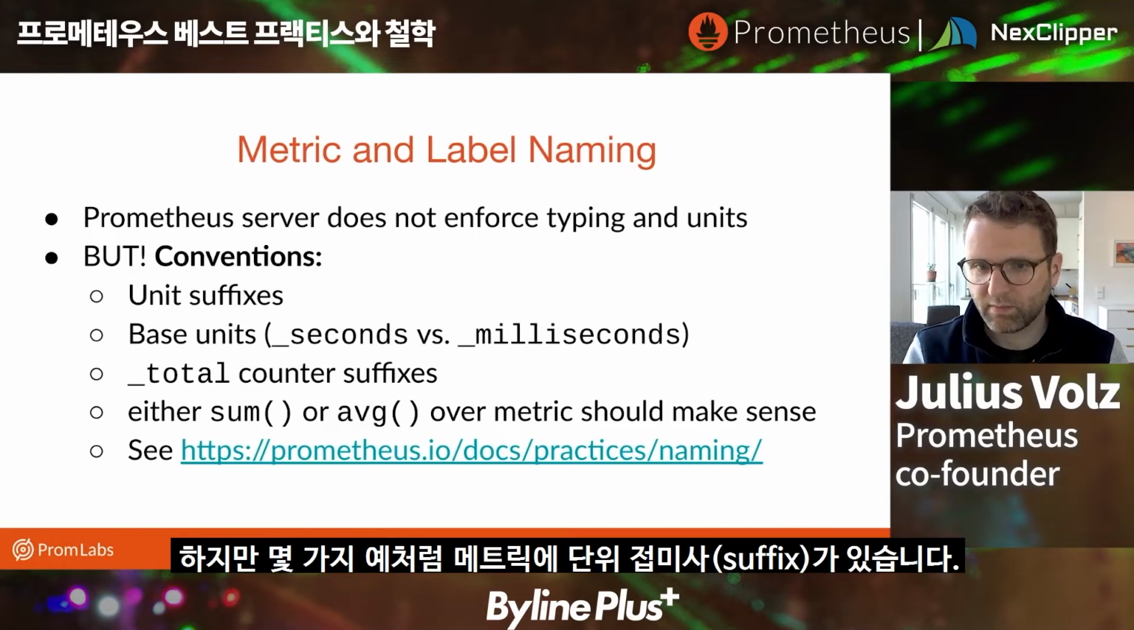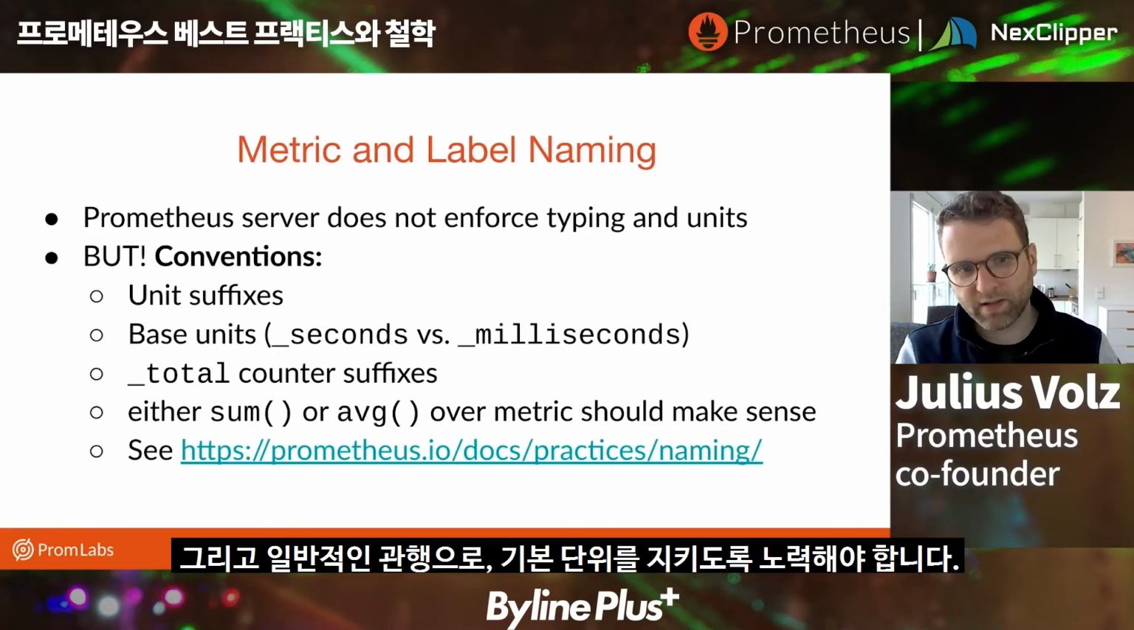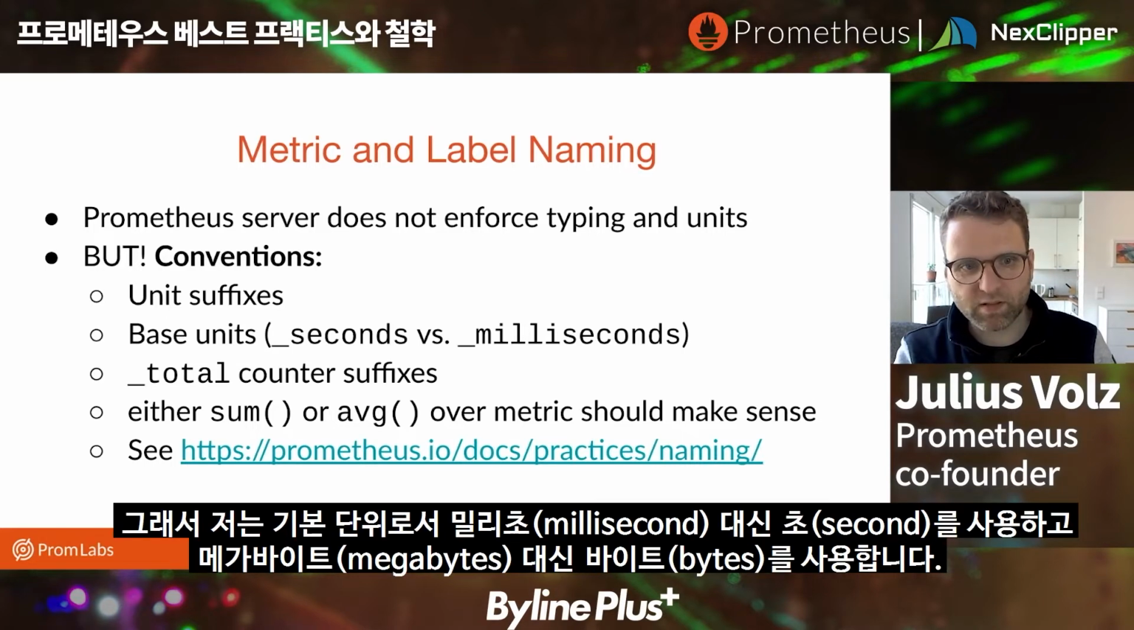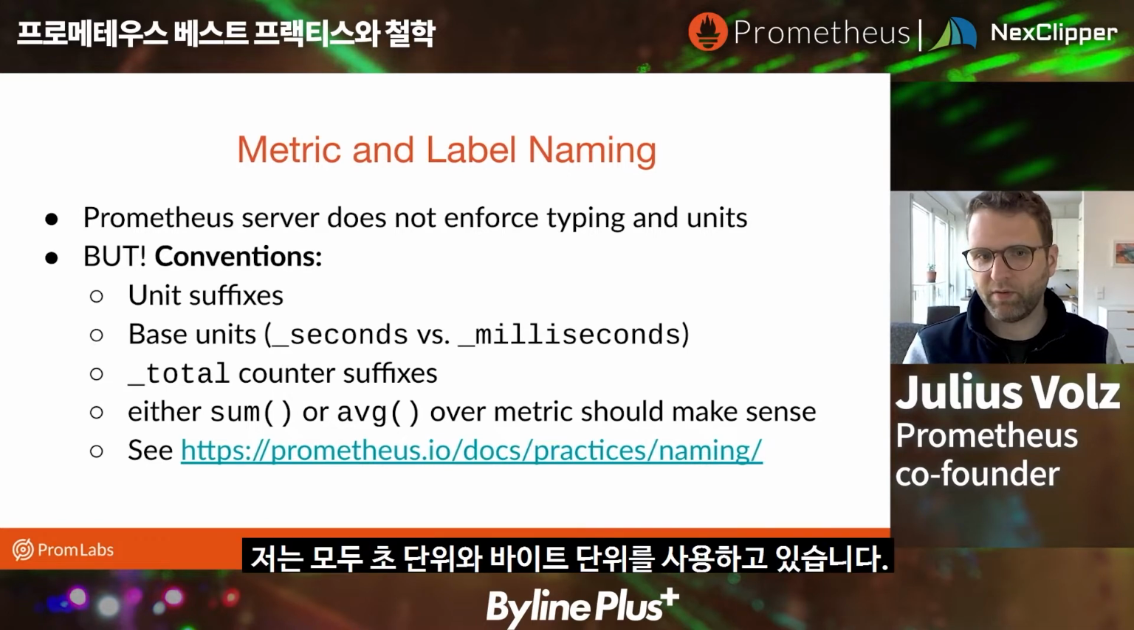But, just as a couple of examples, have a unit suffix in your metric. Tell me if it's bytes, if it's seconds, if it's number of items, whatever it is. Make it clear what the unit is. And then also, as a general practice, try to stick to base units. So SI base units, use seconds instead of milliseconds, use bytes instead of megabytes, and so on. This just spares you a lot of conversions, especially if you do arithmetic between different types of time series later on. It's nice if you know immediately, okay, everything is in seconds, everything is in bytes, and so on.